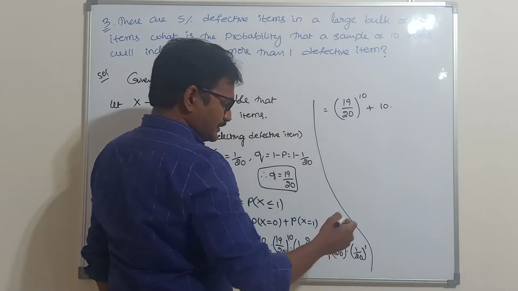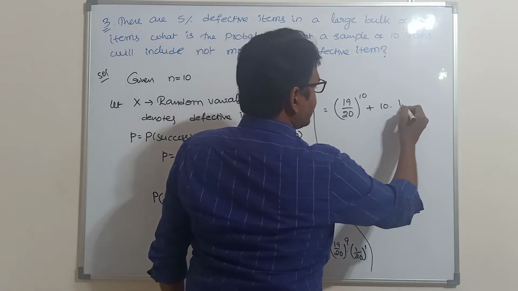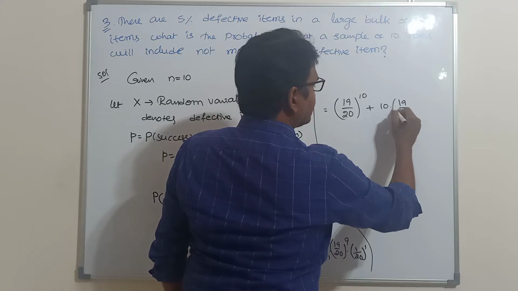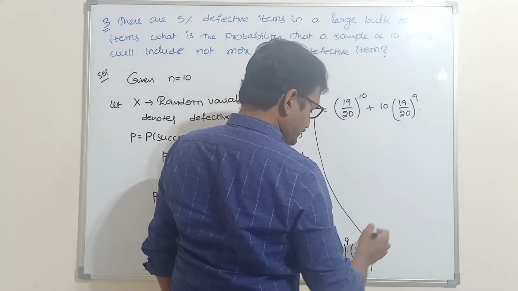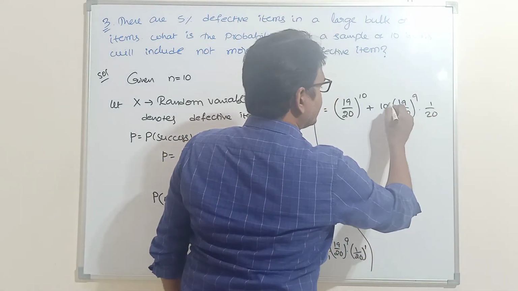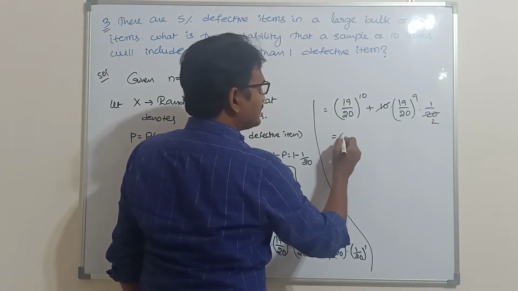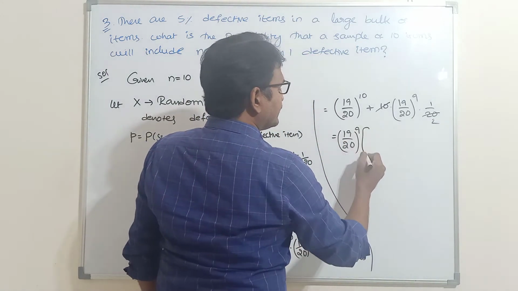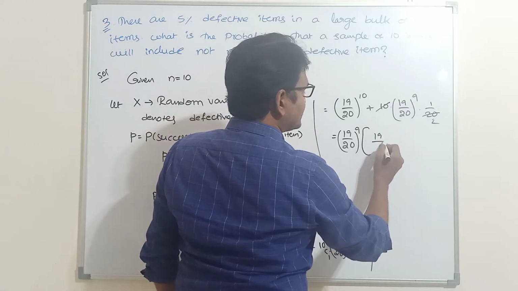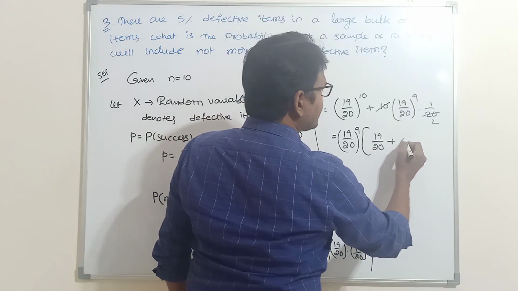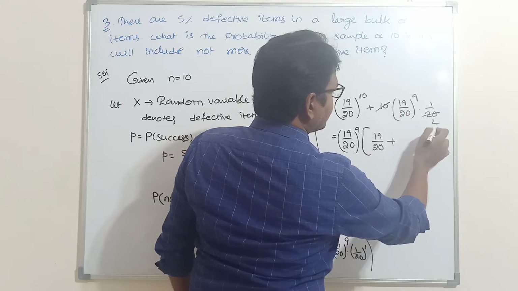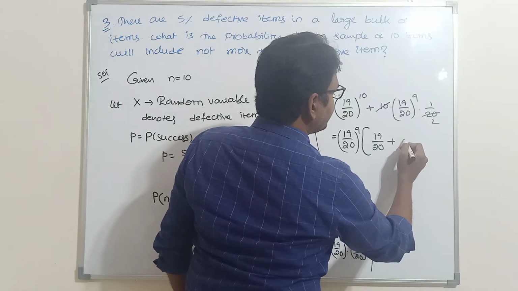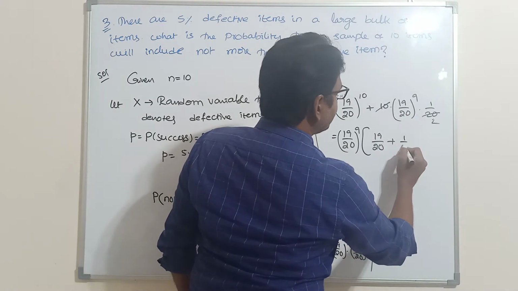10 into (19/20) whole power 9 into 1/20. 10, 2 times gets cancelled. (19/20) whole power 9 is common. If you take whole power 9 common, how much is still there here? 19/20 plus here 2 is there. So 1/2 into 1/2 is there.